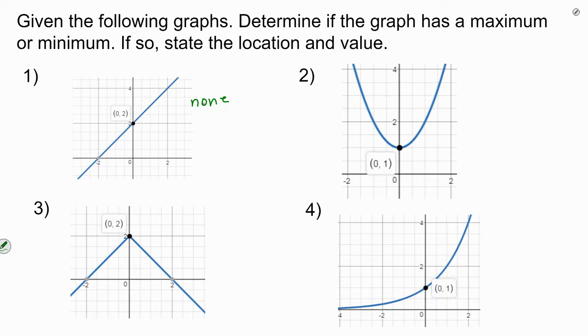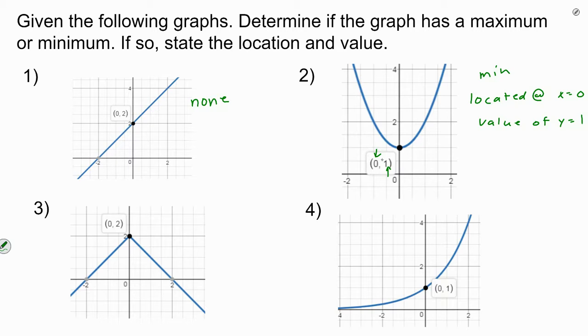Now, if I'm looking at number 2 here, I can see that this is clearly a minimum. I see the change from decreasing to increasing. So I know that it's located at x equals 0, and it has a value of y equals 1. So the x that gives me the smallest value is 0, and the smallest value I get is 1.